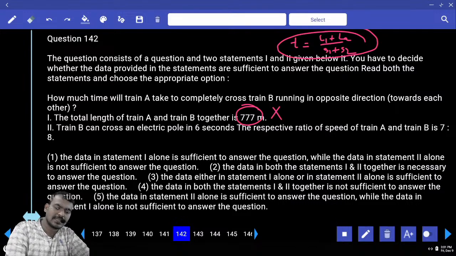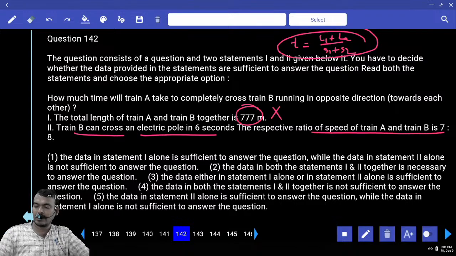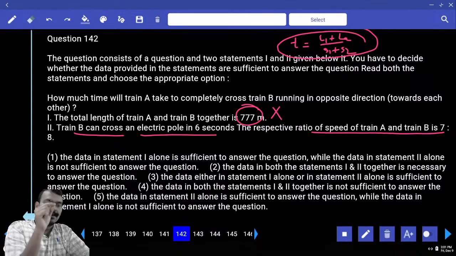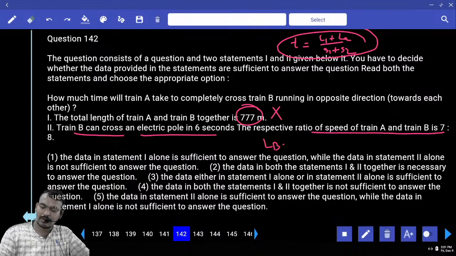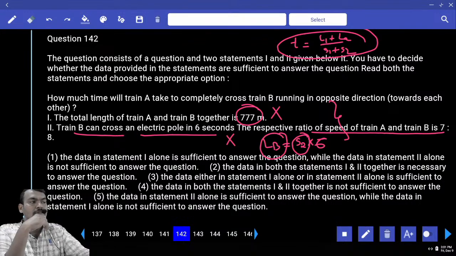Not sufficient. For the second one, train B crosses an electric pole in how many seconds? 6 seconds. The ratio of the speed of train A and train B is how much? 7:8. A train passing a pole means the total distance is only the train length. Means the second train length is equal to the speed of the second train into time. Time is how many seconds? 6 seconds. How many unknowns are there? 2 unknowns. Then statement 2 alone is sufficient or not sufficient? Not sufficient. By using both the statements, not sufficient.